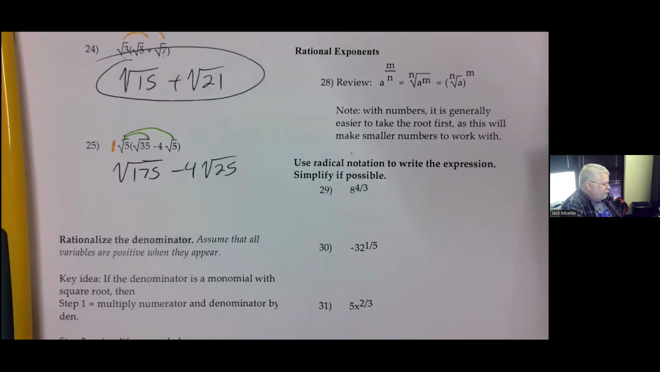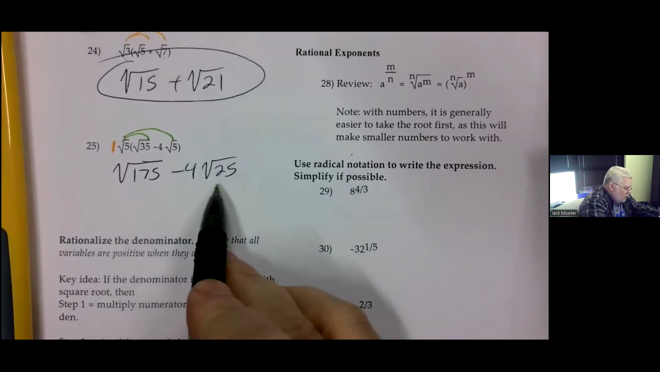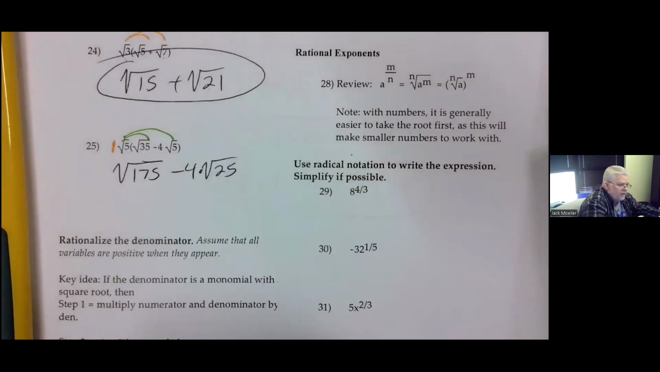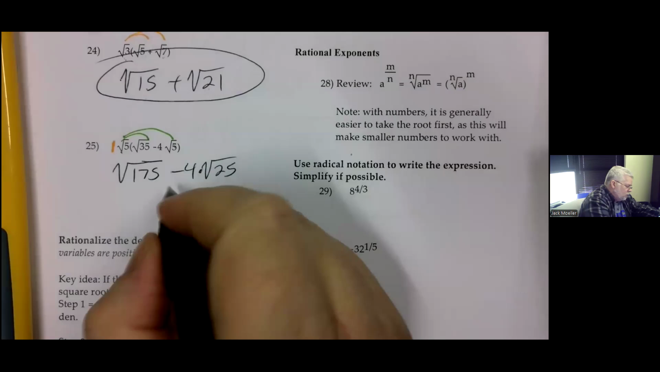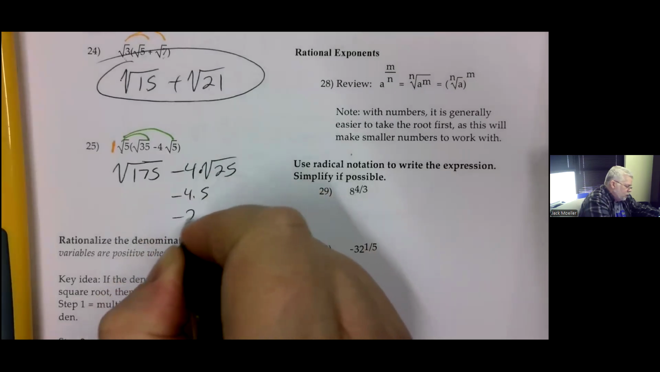Are we done? Well, we don't know until we try to simplify. I'm hoping that you look at square root of 25 and recognize that's 5. So we have -4 times 5, so that's going to be -20.